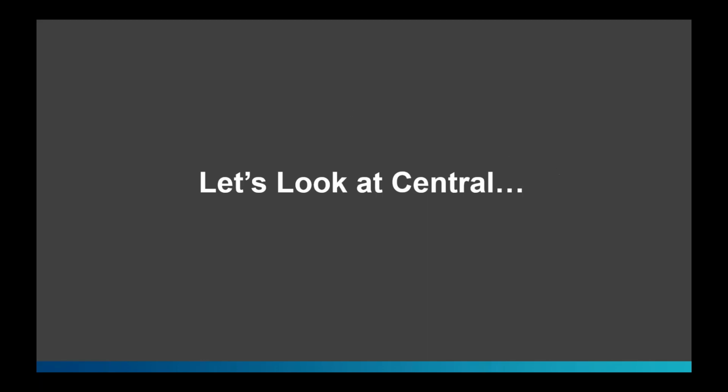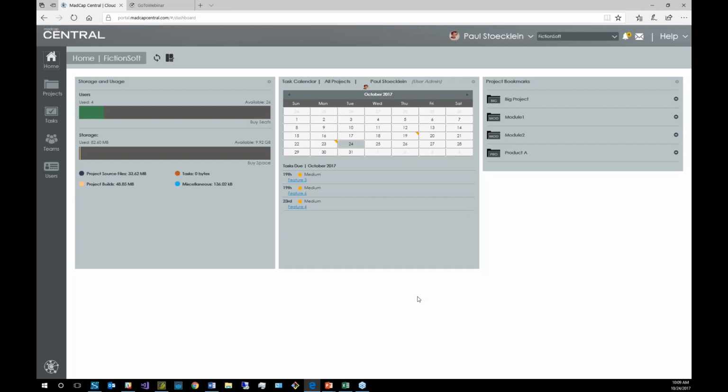So that's just the PowerPoint presentation part of this. What I really like is to get into the actual software. So let's go into Central and take a look at each of these things. So this is Central, and as you can see up here, I've got a fictional license that I call FictionSoft that's open. This is the main dashboard. And I'd like to begin by talking about these project checklists.